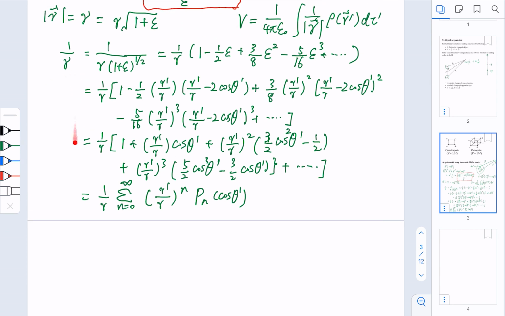And so this expression actually proves mathematically that the coefficient of this Taylor expansion in terms of r prime over r is Pn cosine theta, and this is called the generating function in mathematics. But you don't need to remember that. You simply need to know the conclusion that 1 over curly r can be nicely expanded into this compact form.